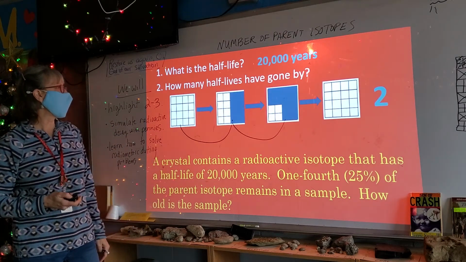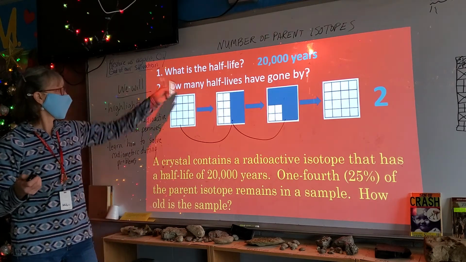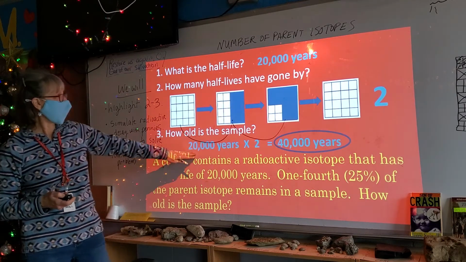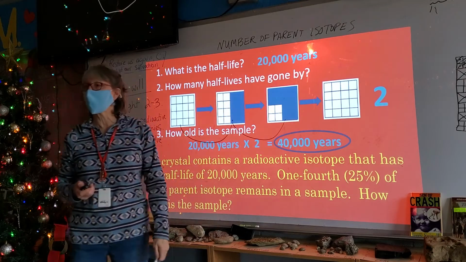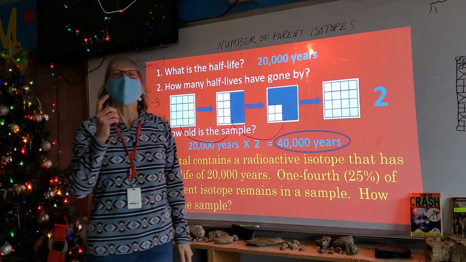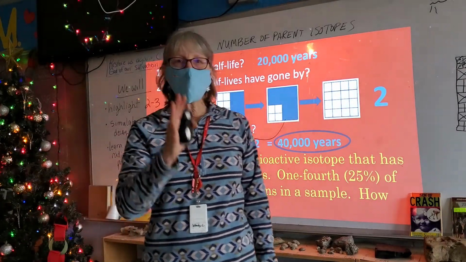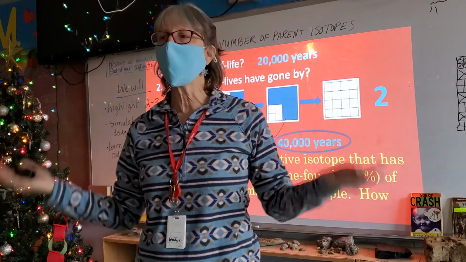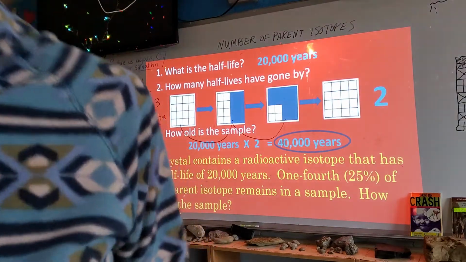Okay, and so now we know easily you multiply the half-life by the number of half-lives. So how old's the sample? 20,000 years times 2 equals 40,000 years. All right, I'm going to stop it right now because these guys and you at home are going to do the rest of the problems by yourself, and then we'll come back and correct. Okay, here we go.